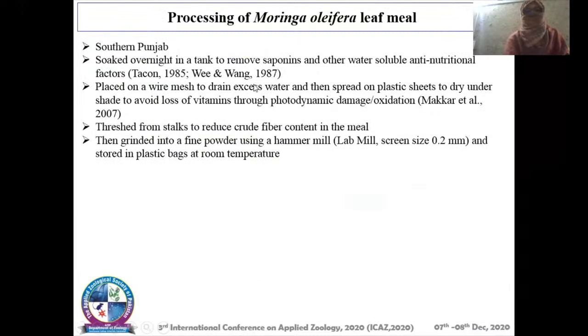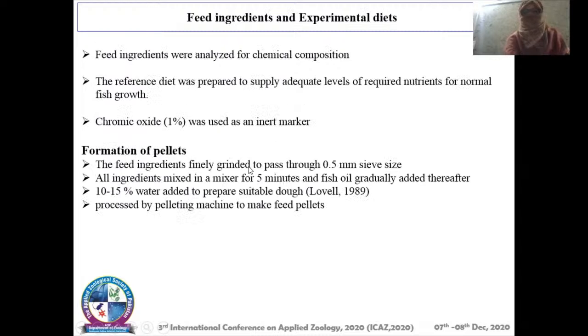Processing of moringa leaf meal. Moringa leaf meal was obtained from southern Punjab. The leaves were soaked overnight in a tank to remove saponins and other water-soluble anti-nutritional factors. They were placed on a wide mesh to drain excess water and then spread on plastic sheets to dry under shade to avoid loss of vitamins through photodynamic damage or oxidation. They were threshed from stalks to reduce root fiber content in the meal, then ground into a fine powder using a hammer mill and stored in plastic bags at room temperature.